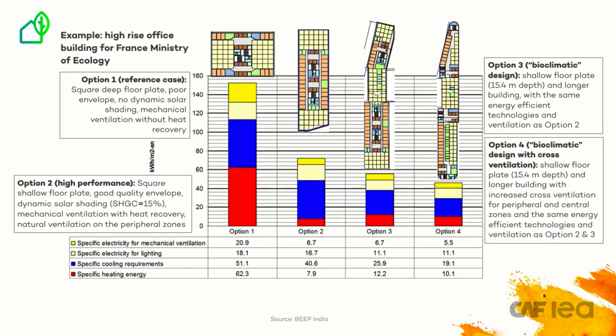Option 4 has increased the natural ventilation strategy to include cross-ventilation through peripheral and central zones and made the building longer, while incorporating the other strategies included in options 2 and 3. This has had the effect of reducing the cooling energy consumption even further.